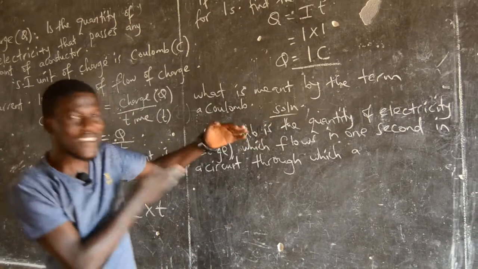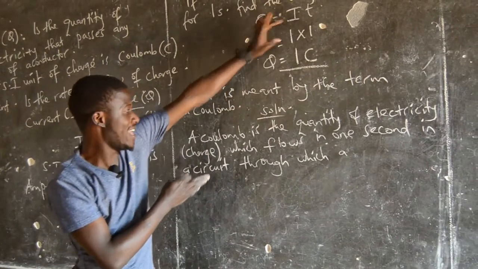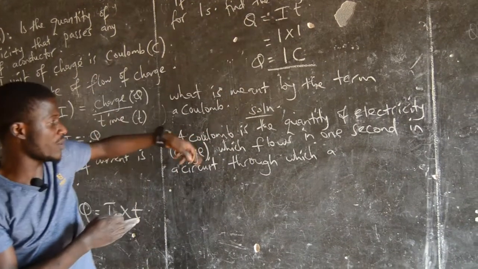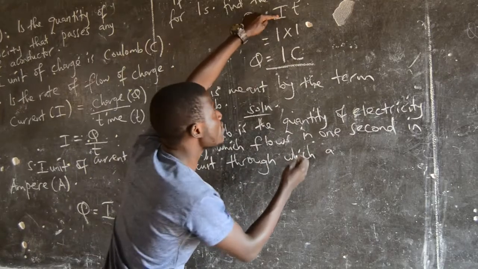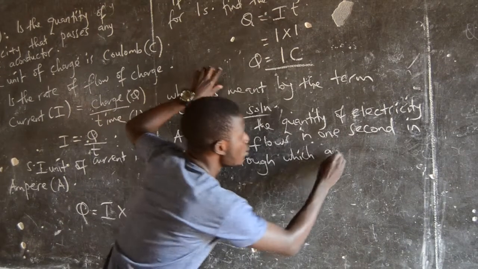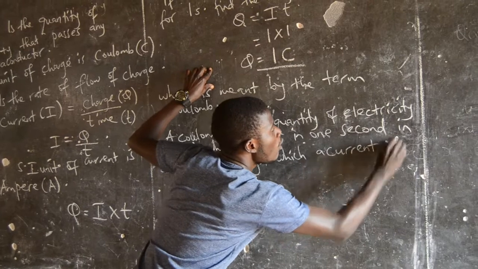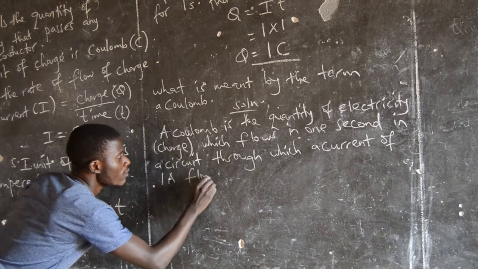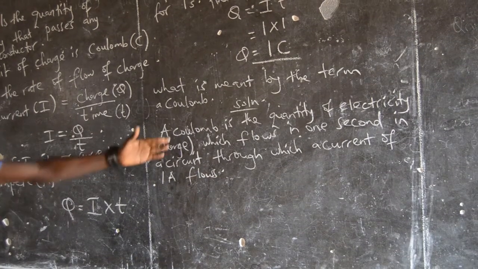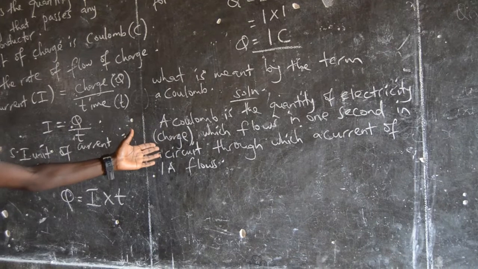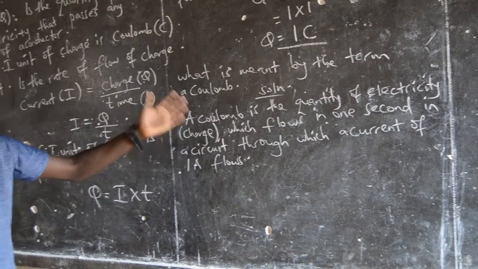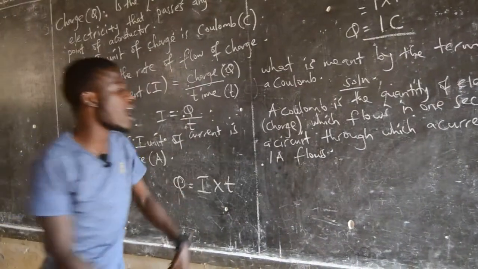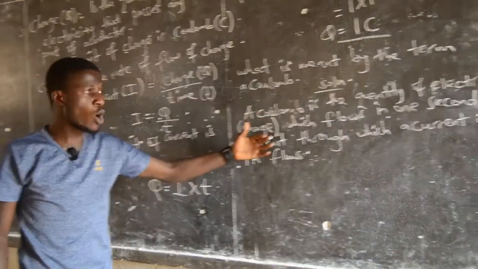So we are generating this definition from here: the quantity of electricity, the charge, which flows in 1 second in a circuit or in a conductor, through which a current of 1 ampere flows. So the quantity of electricity that passes in a circuit in 1 second, through which a current of 1 ampere flows. So that's what is meant by a coulomb.